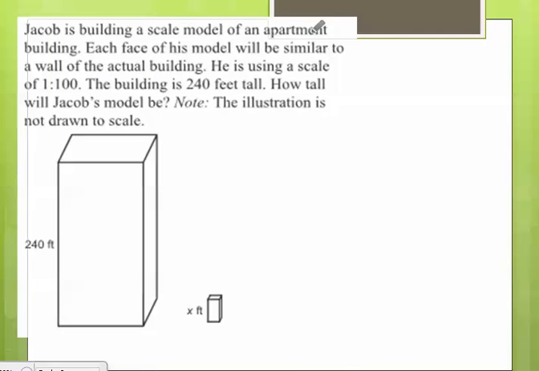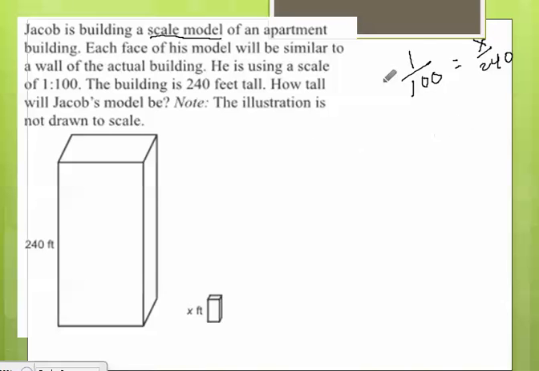Okay? Jacob is building a scale model, usually means it's going to be smaller, of an apartment building. Each face of the model will be similar to the wall of the actual building. He's using a scale of 1 to 100. That means 1 over 100. The building is 240 feet tall. How tall will his model be? 1 to 100. X over 240.